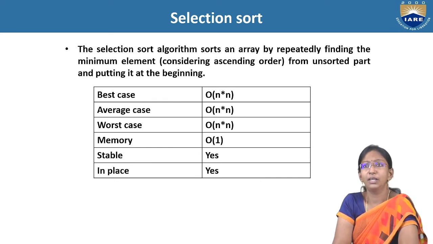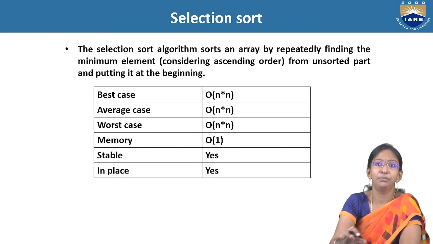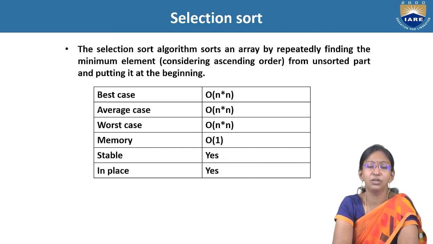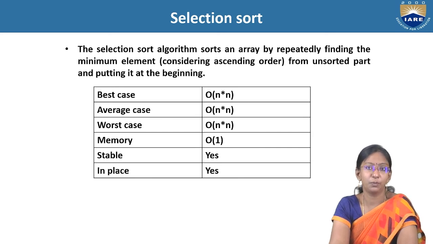Coming to selection sort, it is going to repeatedly find the minimum element. If you are trying to achieve ascending order, it will find the minimum element of the list and bring it to the front end, right? And the best, average and worst case complexity is O of n into n, right? And for memory, it is not going to use any extra space. By simply swapping the data, it is going to sort the list. It is a stable and in-place one.